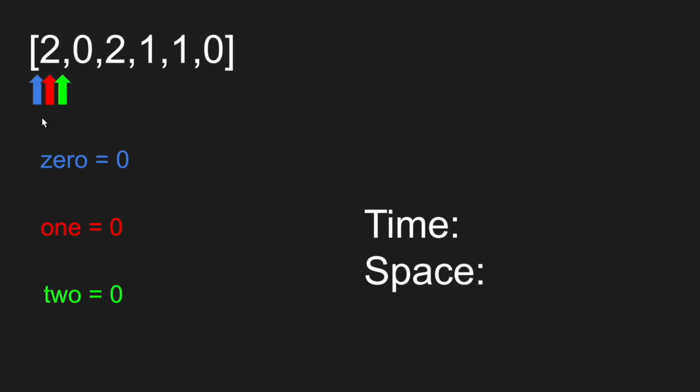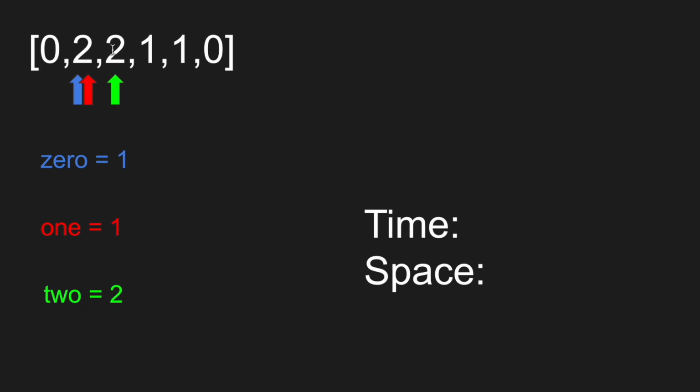Also, if multiple pointers are at the same point and we are setting numbers for all pointers, then 0 has the first priority, 1 has the second priority, and 2 has the third priority. So let's go over this example real quick. First, the value is 2, so we only increment green. Now the value is 0, so we will set the blue to 0 and the green to 2, and we will increment all 3 pointers.